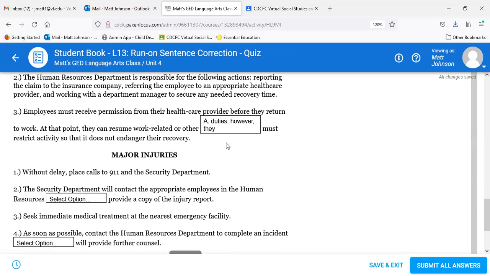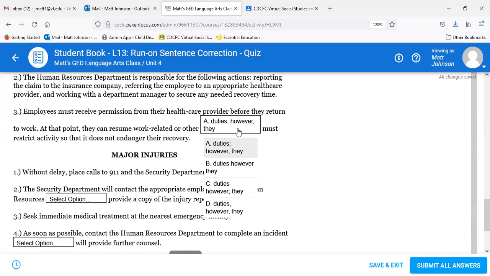At that point, they can resume work-related or other duties. Okay, so there's a complete idea. And so semicolon, however, comma, they must restrict activity so that it does not endanger their recovery. So there again, we have a complete idea. They must restrict activity so that it does not endanger their recovery.